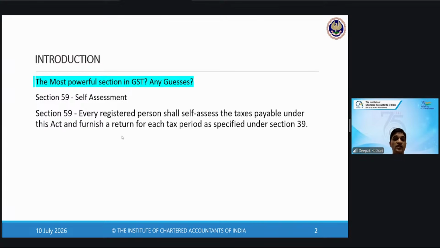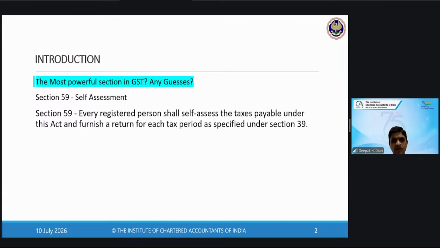This is a powerful section because it is giving the power to the taxpayer, like you and me, to do an assessment. Instead of the officer doing the assessment, we can do our own assessment. This is called self-assessment. We will self-assess our taxes and declare the returns. And if the officer doesn't do any reassessment, then our assessment itself is final.